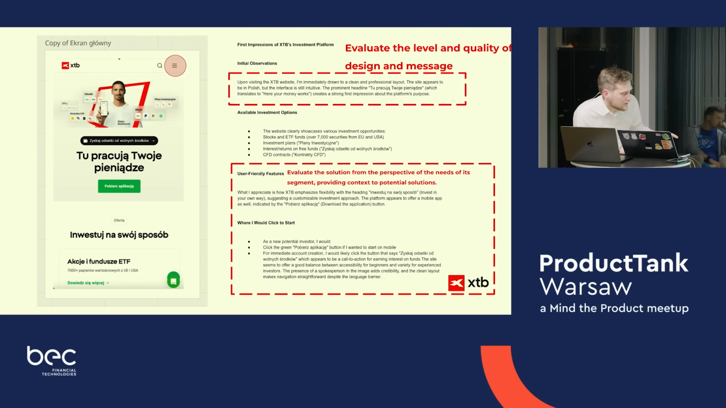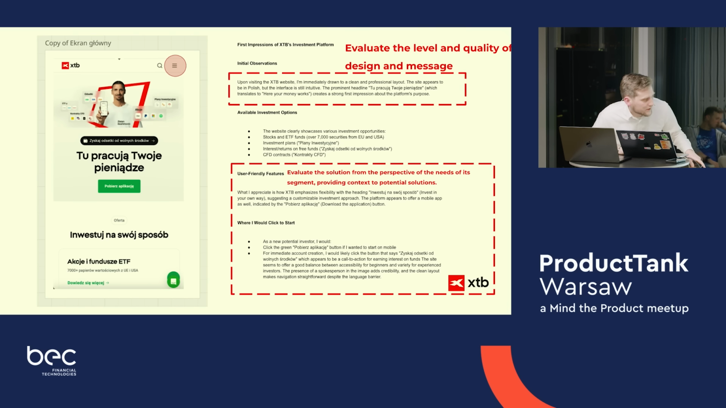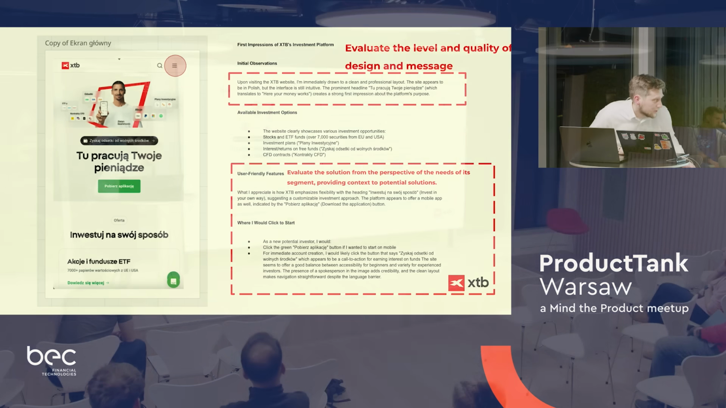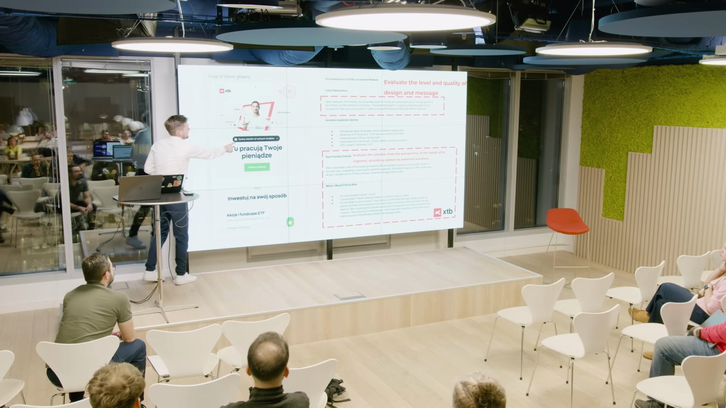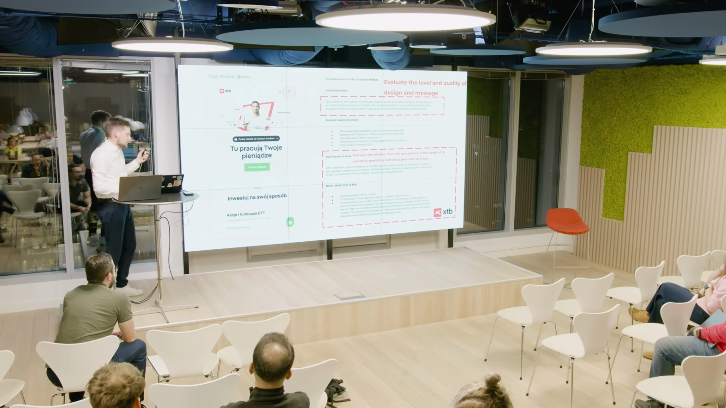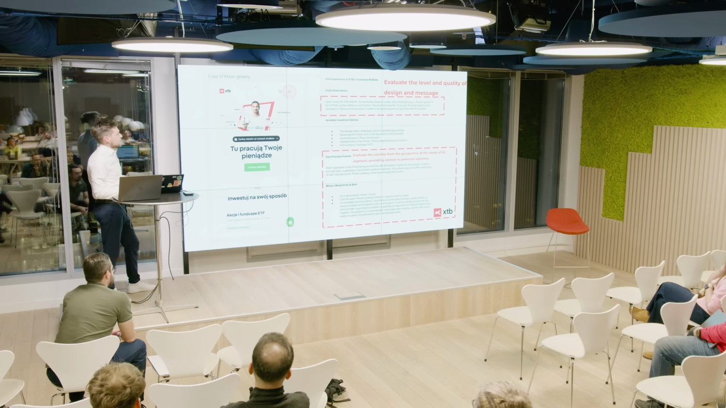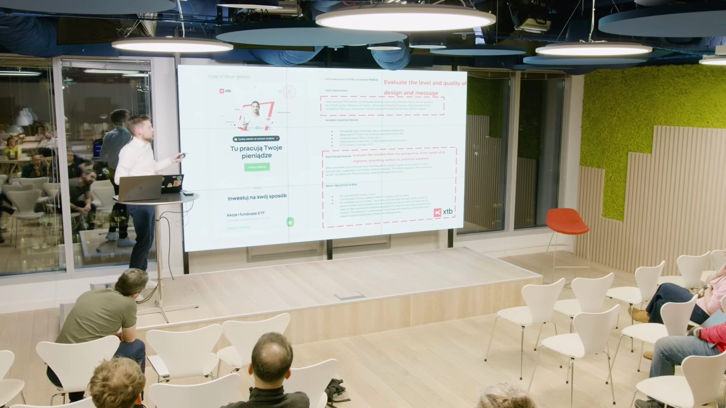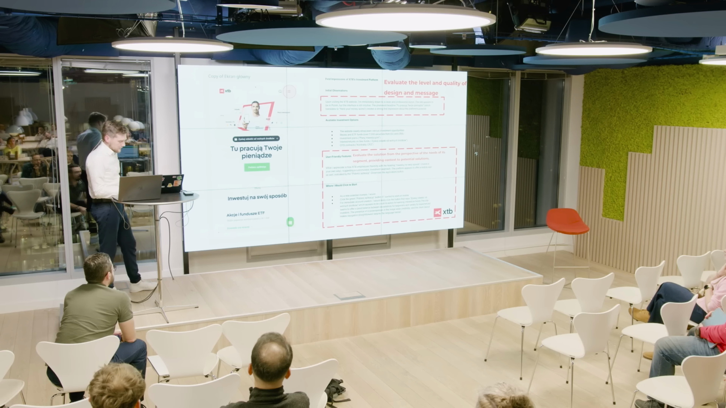So as you can see, as a new potential investor, I would click the green download app button if I wanted to start on mobile. For immediate account creation, I would click the button that says this guy or set key. Right? So this is not a button, this is just information. And this is kind of tricky because it might be a button, it might be a call to action.